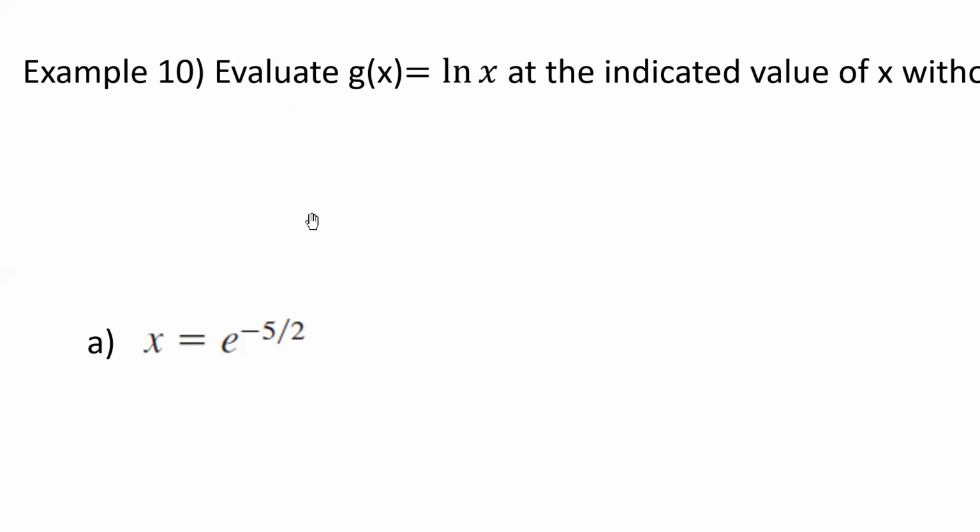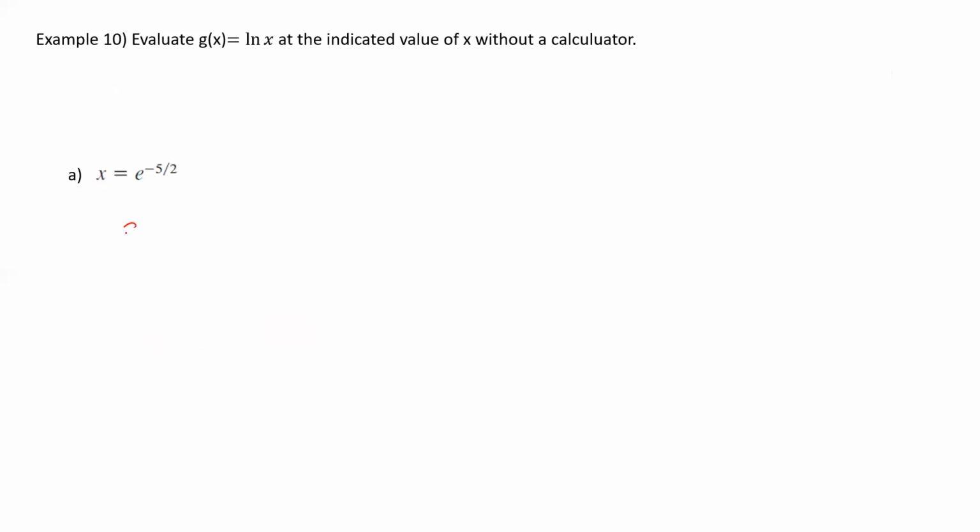So this is g of x. We have ln of x as our function, and our x is this right here. So we're gonna take this value and plug it into the ln. In this case, g of x is equal to ln of x. If that is the case, then g of e to the negative 5 halves makes ln of e to the negative 5 halves. Now, anybody know any property that can help us with this?